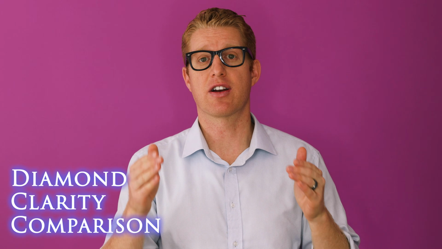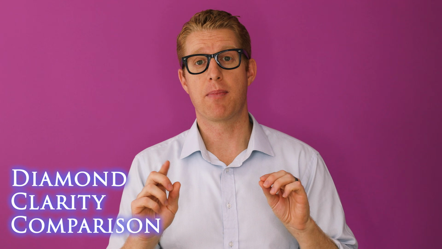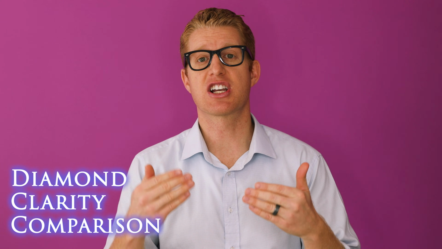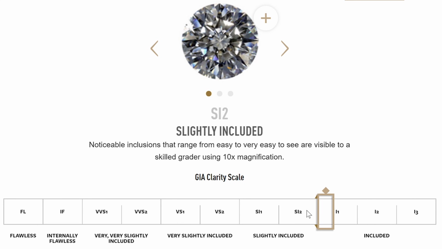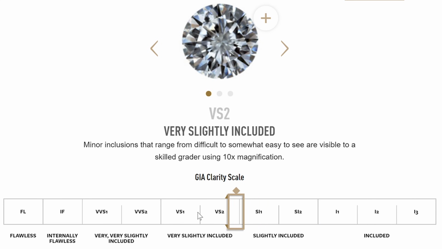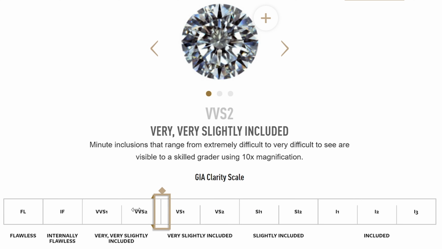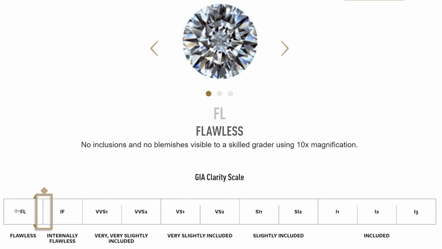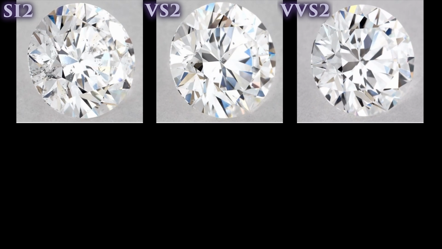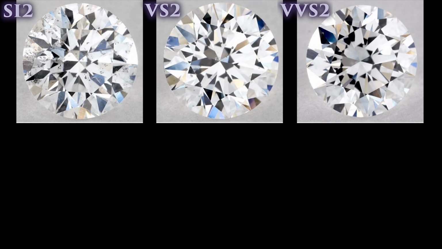In this video, we will do a side-by-side diamond clarity comparison, as well as compare their respective prices for each clarity grade. The diamond grades are I1 through 3, SI1 and 2, VS1 and 2, VVS1 and 2, and IF and FL. We will compare all of these grades in this video to these diamonds: SI2, VS2, and VVS2.